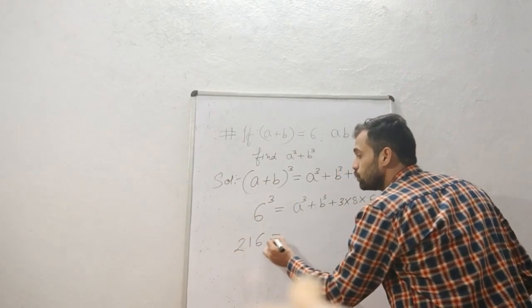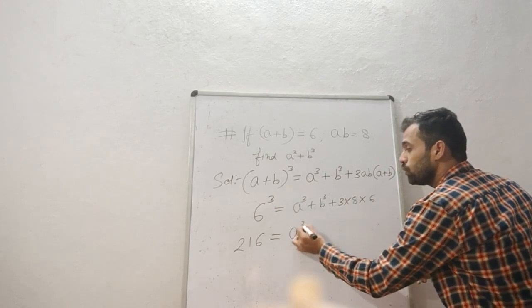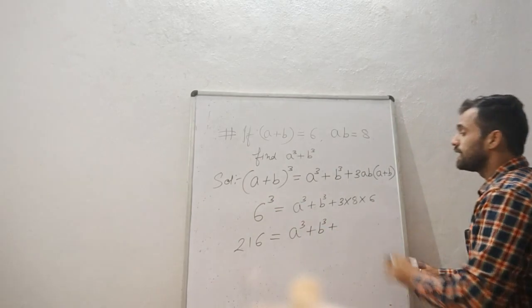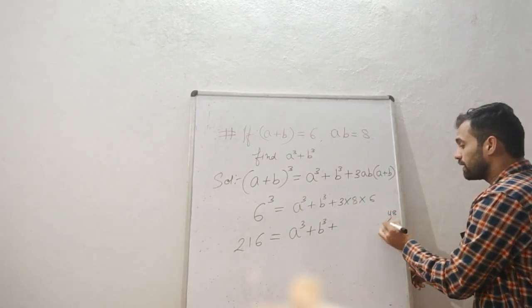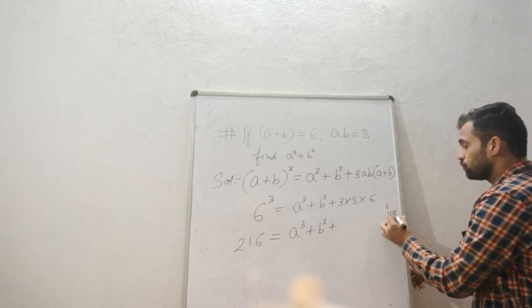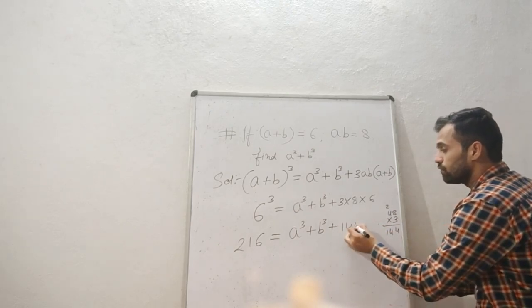So we will write 216 in place of 6 cube. The value of a cube plus b cube we have to find, it will be as it is. 8 sixes are 48, and 48 into 3 we will multiply here in the rough work. 8 threes are 24, 2, 12, 144. We will write down 144 here.